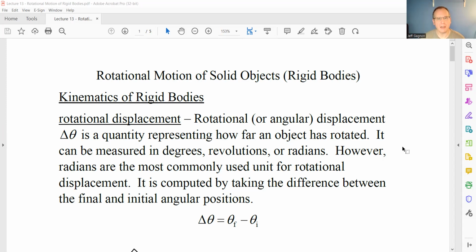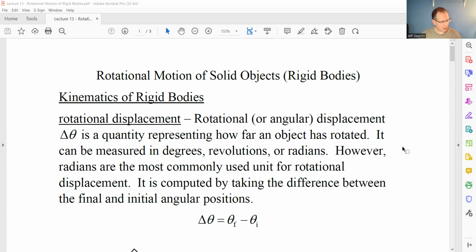Now, the first thing I want to talk about is kinematics of rigid bodies. In other words, we'll discuss the motion without regard to what's causing the motion. In this case, it would be the torques that cause the rotational motion. So we're going to ignore torques. We'll get into that in the second part. We're just going to look at the motion itself.